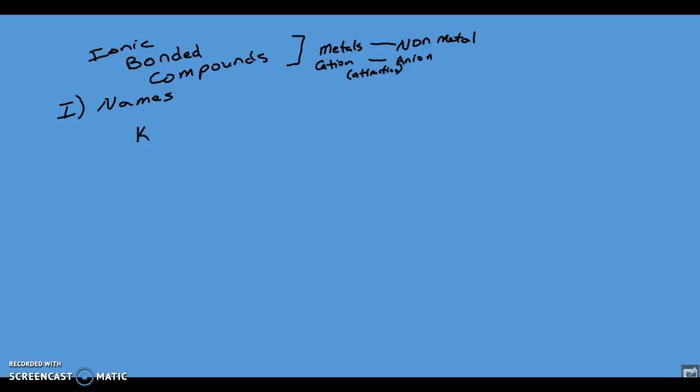So, starting off, we have something like potassium bromide. Potassium is a metal, bromide is a non-metal. We would name this as potassium bromide. So, here are the steps. 1, the cation, or the metal, is the regular name. Regular name is whatever's on the periodic table. It usually ends in an ium. So, potassium.